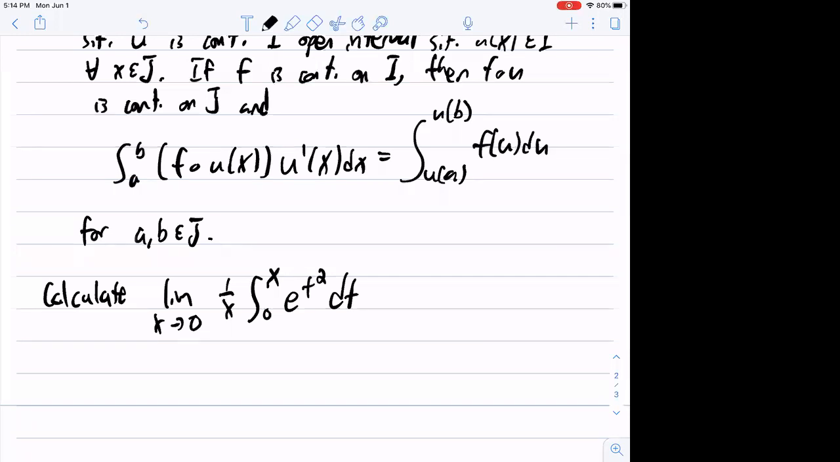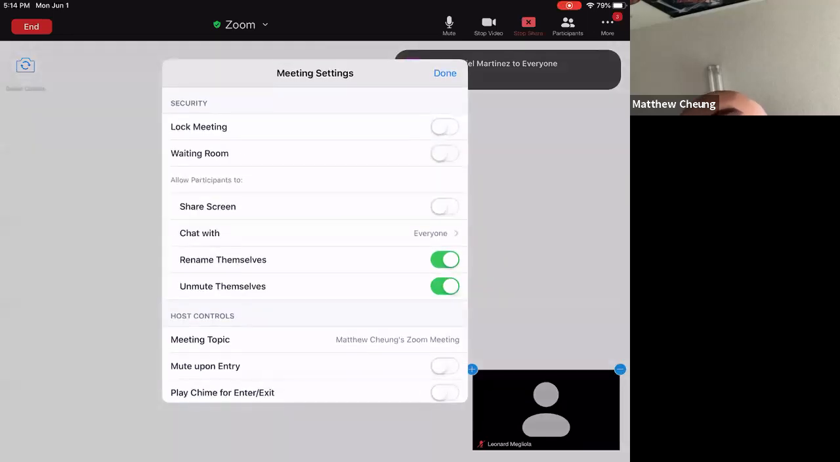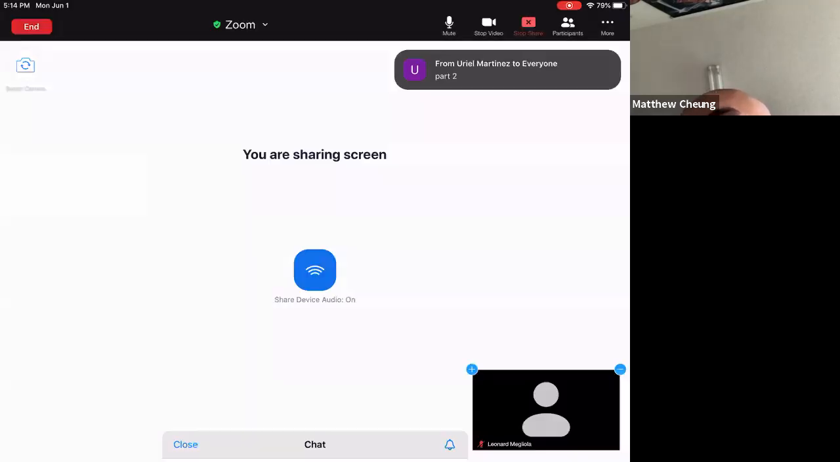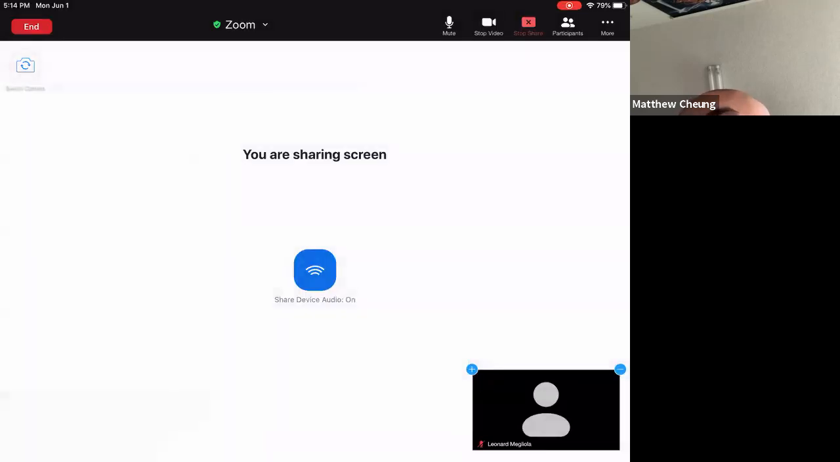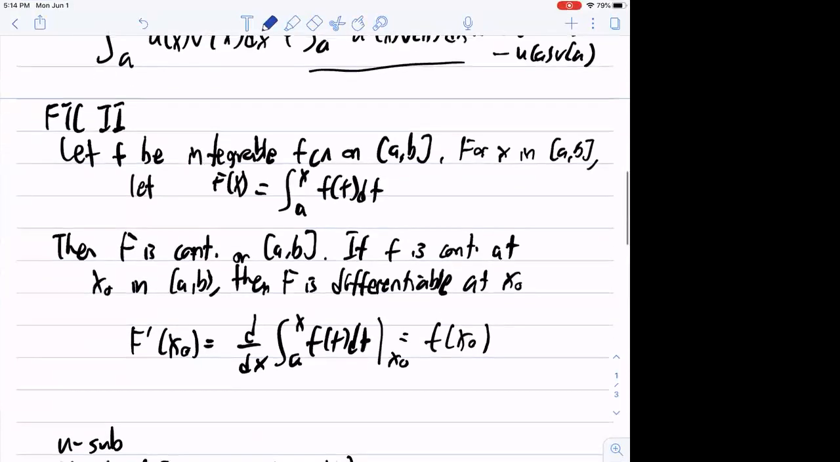So what does this thing look like? Let me just ask, what theorem had something like the blue underline? Let me make it blue. What theorem had something like this in it, like integral from 0 to a number to a variable? Well, yeah, part 2, right? So what does part 2 say? Part 2 says if I take the derivative, I just evaluate.